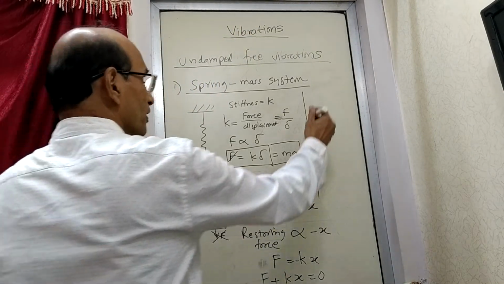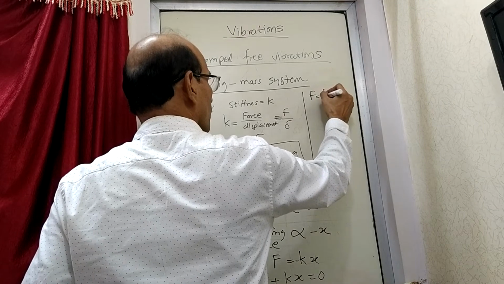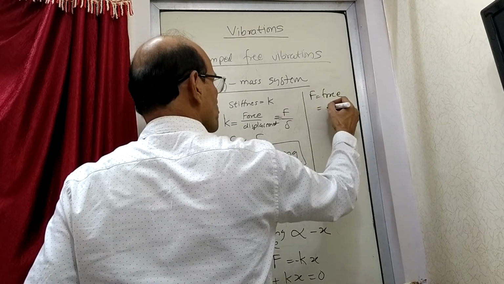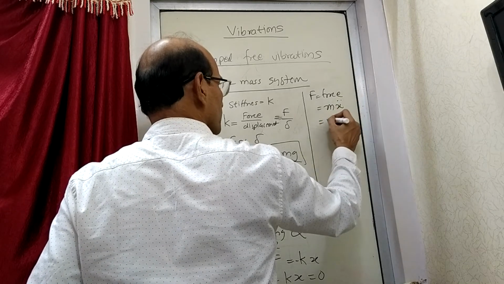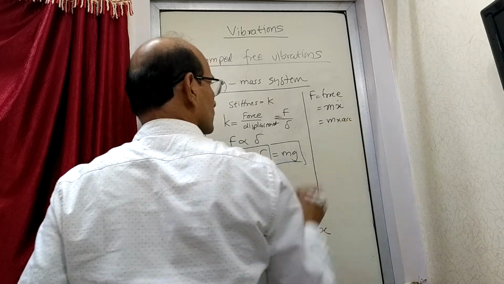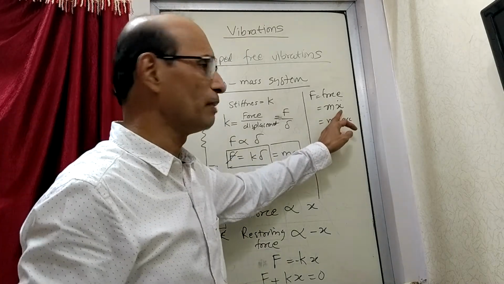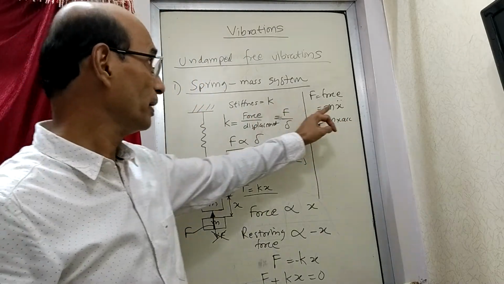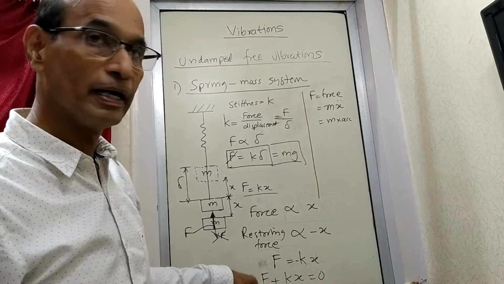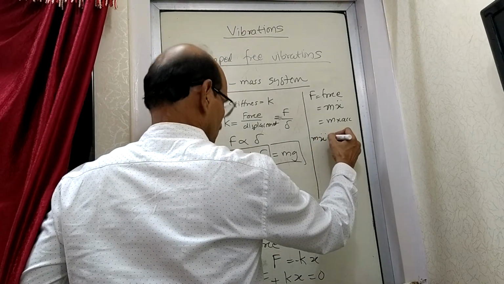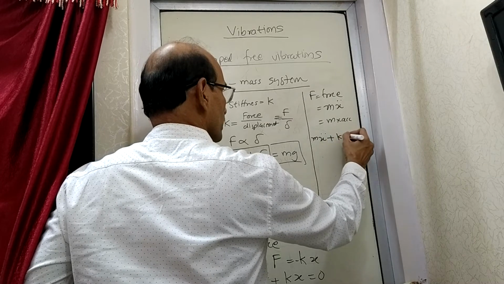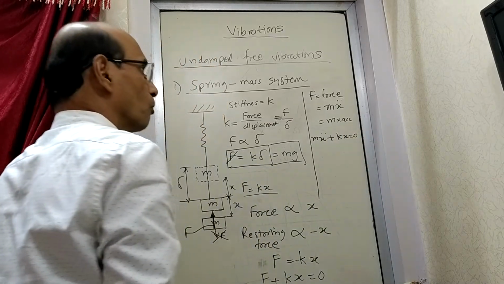Now what is F here? F is force. We know force is shown as m into x double dot, mass into acceleration. Mass into acceleration is force. Acceleration we show by x double dot. So I'll write here m x double dot plus kx equal to 0.